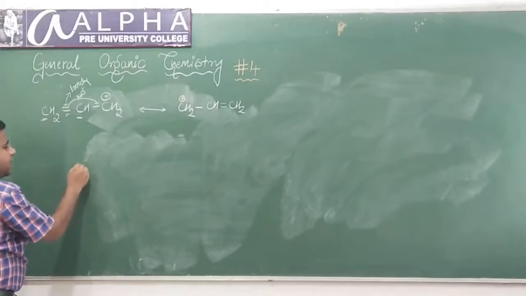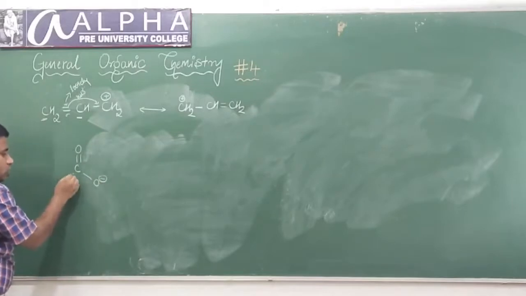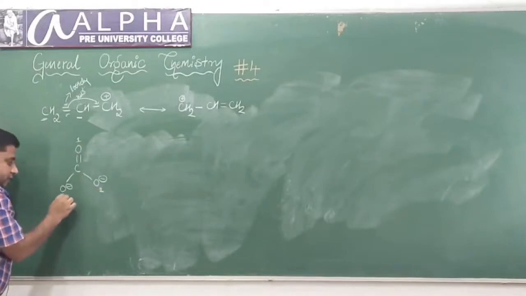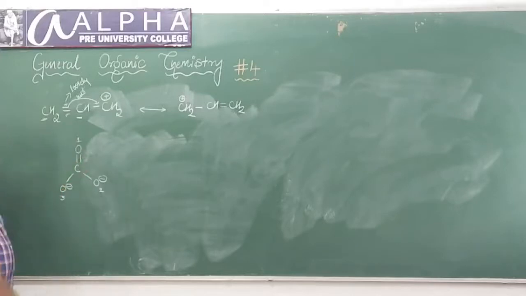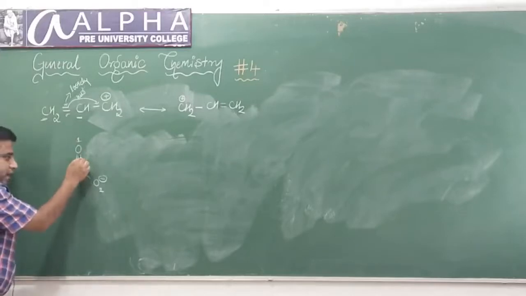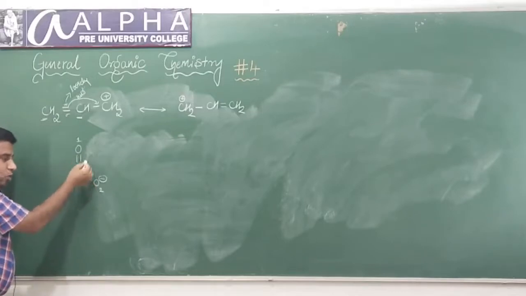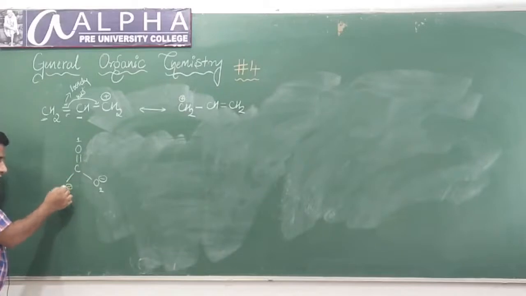What is that? Let me consider carbonate. As I said, C double bond O, O minus, O minus. Look at here. Let me call this the first oxygen, second oxygen and third oxygen. Now what is going to happen? Yes, there is a pi bond, pi electrons loosely held again. There is a double bond, a single bond and a negative charge.